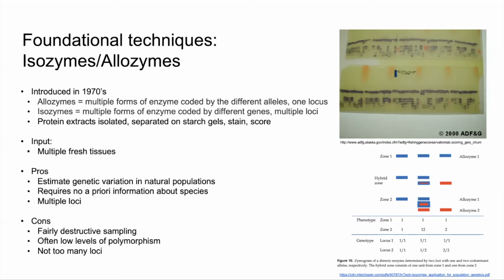The pros of this are that you're able to estimate genetic variation in natural populations using these enzymes. You don't need any a priori information about species or their genetic sequences, and you can relatively easily obtain information from multiple loci. The cons to this method are that the sampling is fairly destructive. You need a decent quantity of fresh plant material from all of your individuals. You often have low levels of polymorphism associated with this method because you're looking at the protein level and not the DNA level. And you're not going to get necessarily too many loci at one time.